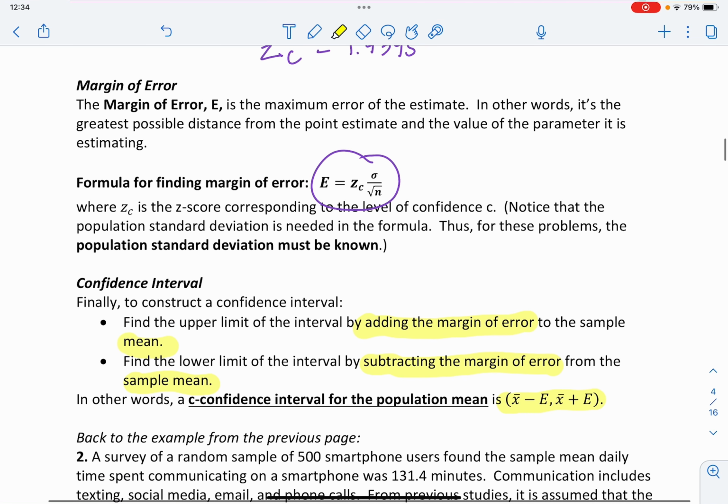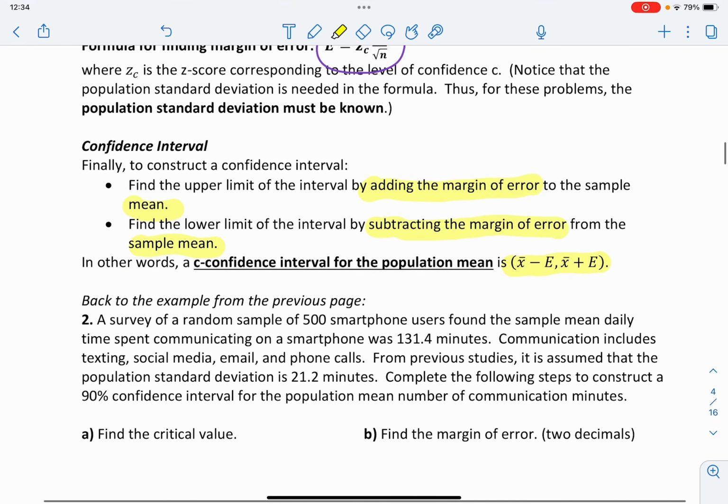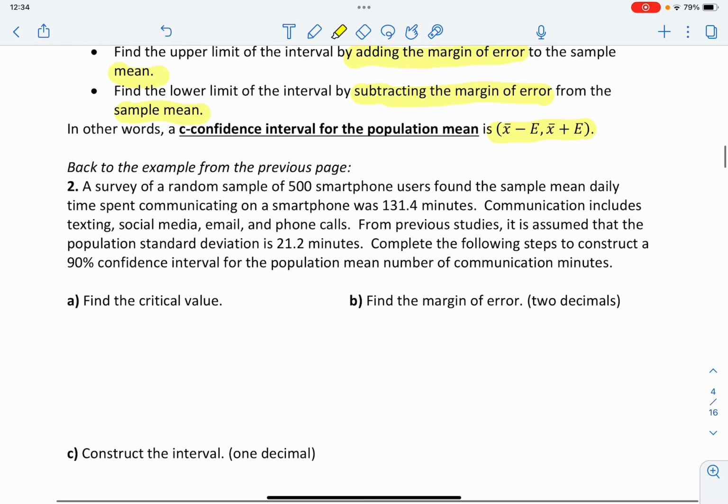Okay, so lots of variables floating around, lots of little steps. So let's do an example, and I think that'll help. Back to that sample. Okay, so first thing we need to know is our variables, right? That 500 is an n.